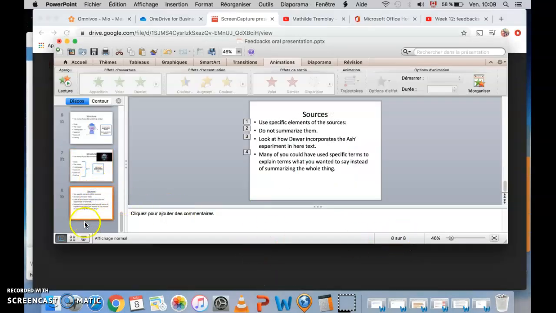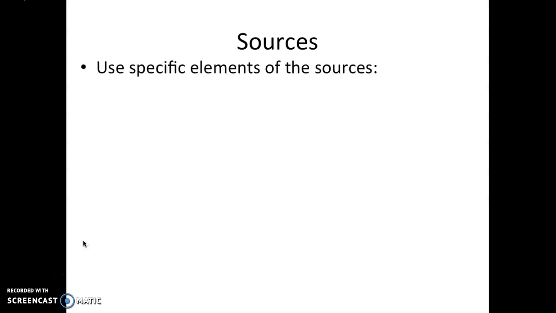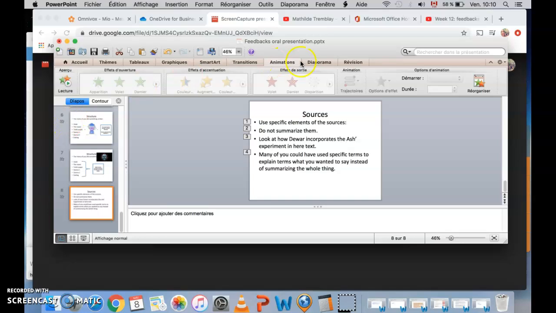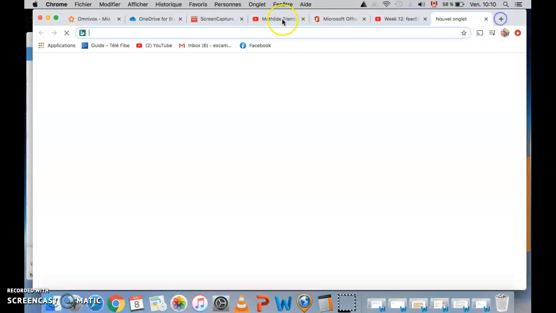The last thing is about the sources. Now, the first one for oral presentation number 1, the sources were imposed by me. Now, the second one, you choose. Now, if we had been in class, I would have done it differently, but anyway, that's the way it is. Use specific elements of the sources. Do not summarize them, please. Look at how they were. Sorry, I had it. Look at this here. Yours.